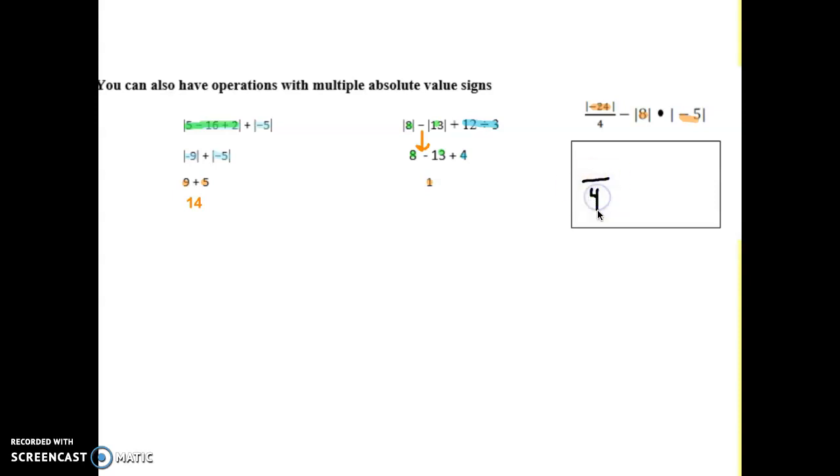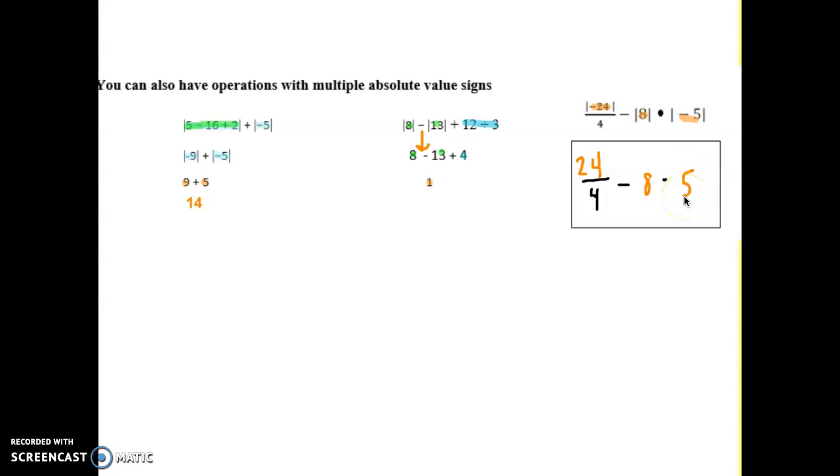So I'm even going to show you a different approach there. I kind of left my spot, but you see everything I didn't highlight, I just rewrote. And then I'm going to work on popping out my numbers. So absolute value of negative 24, again, I'm looking at the positive version. Absolute value of 8 stays 8. And the last part there, absolute value of negative 5 turns to a 5.